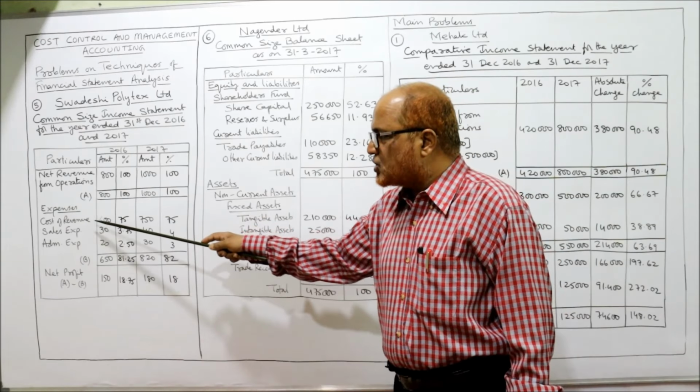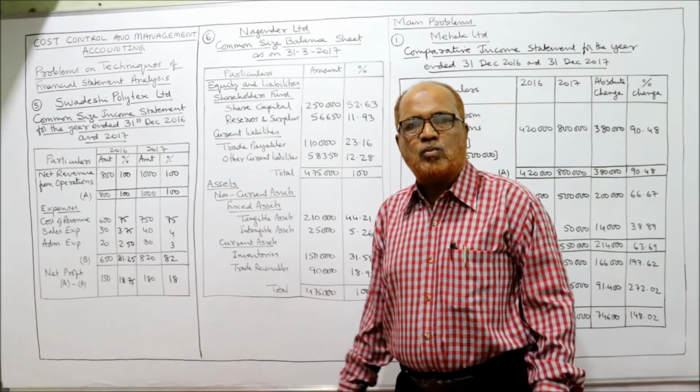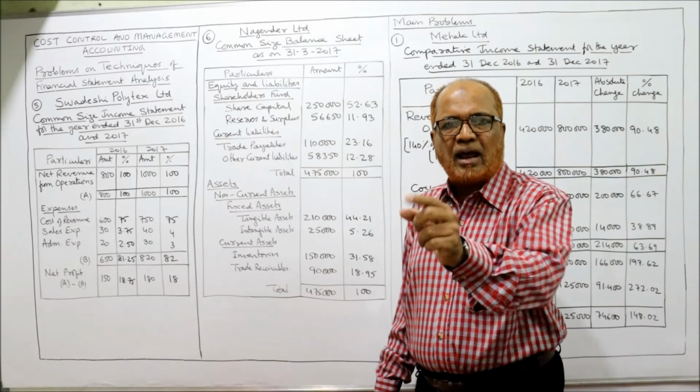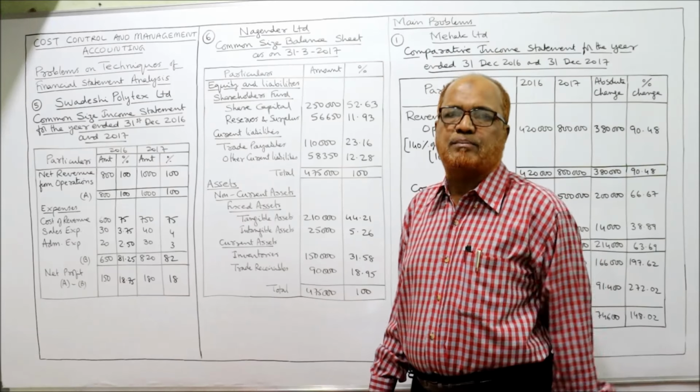Now other items, cost of revenue. How much is the cost of revenue? 600. So write it down there. Always while watching the video, keep a notebook beside you. When I say something, immediately write it down. Then only you will be able to remember. Then only you will be able to get the command on the subject.